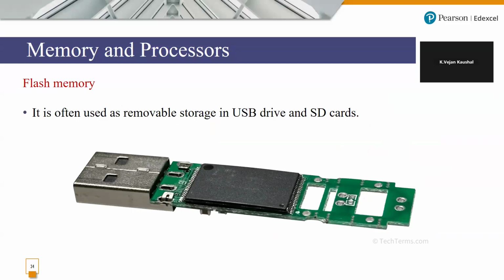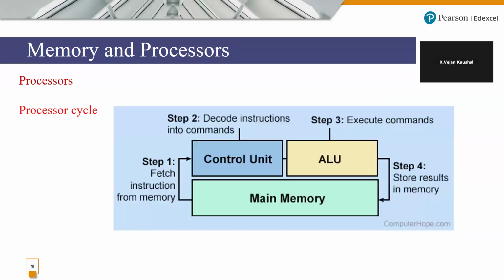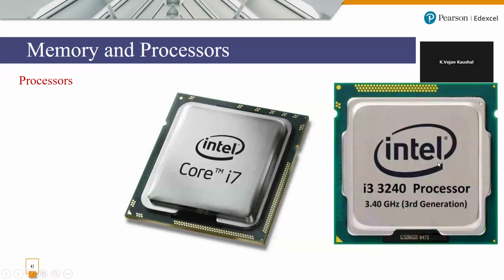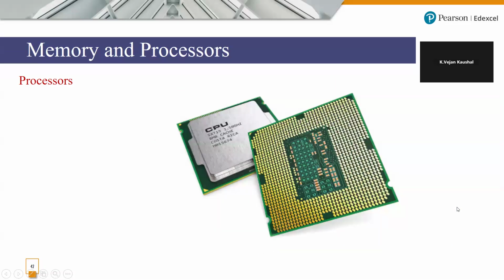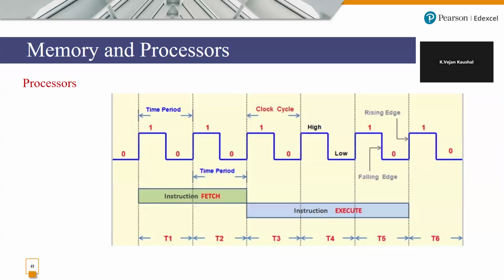What is the meaning of i7, i3 and i5? It means generation. Core i7 means seventh generation. i5 means fifth generation. Can you see here, this means third generation. Have you seen that? Third generation. That's generation wise. It means generation only.